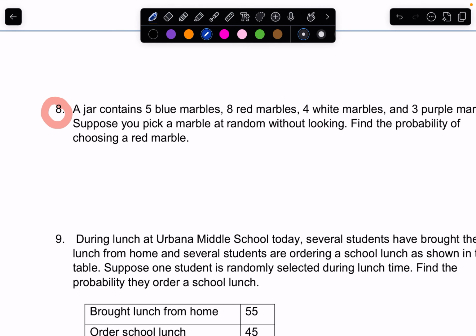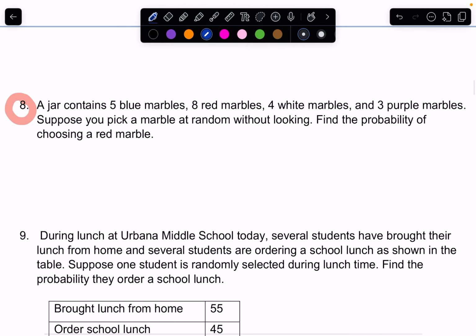Now let's go over some probability. Number 8 on the practice final says a jar contains 5 blue marbles, 8 red marbles, 4 white marbles, and 3 purple marbles. Suppose you pick a marble at random without looking. Find the probability of choosing a red marble.